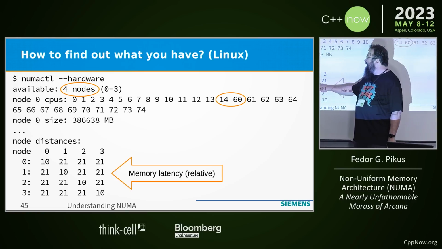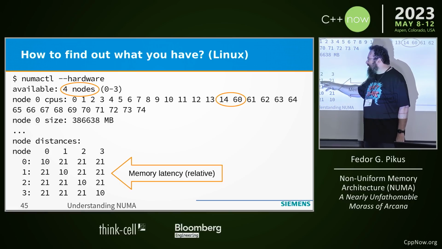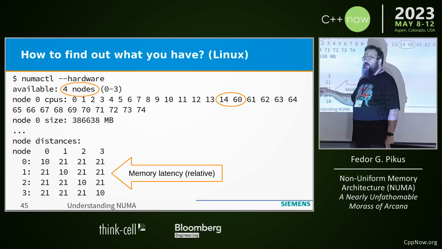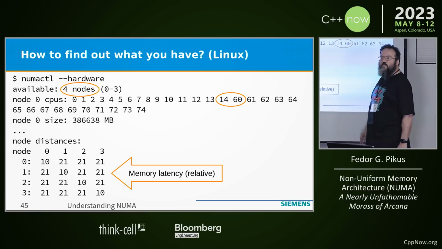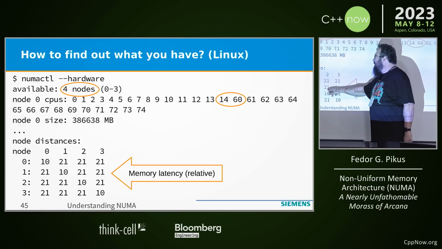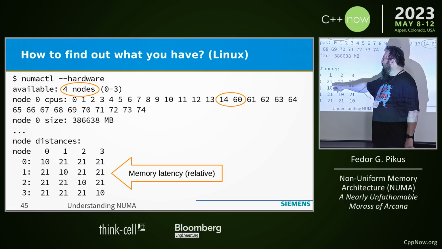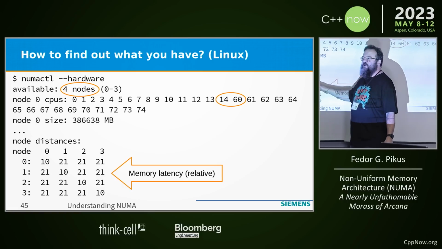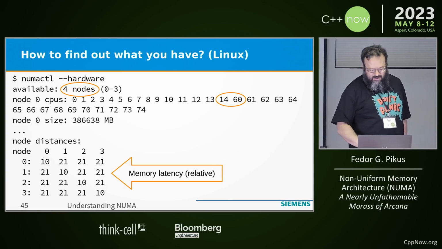This is memory latency in some relative units, and don't draw too much into this ratio. This is Cascade Lake, yes. So memory latency to your own memory is 10, memory latency to everybody else's memory is 21. It doesn't mean that it's actually exactly two times slower. It's some kind of internal metric.